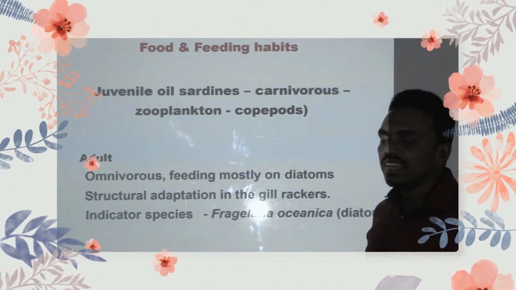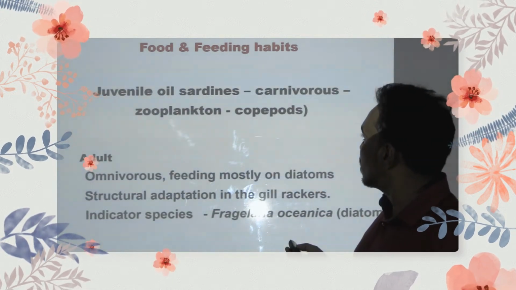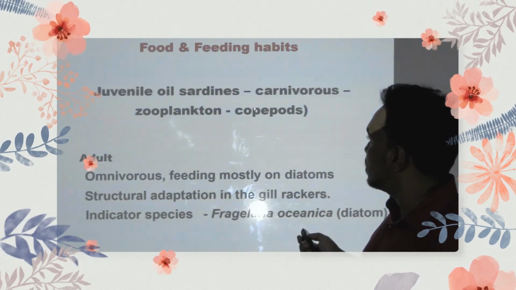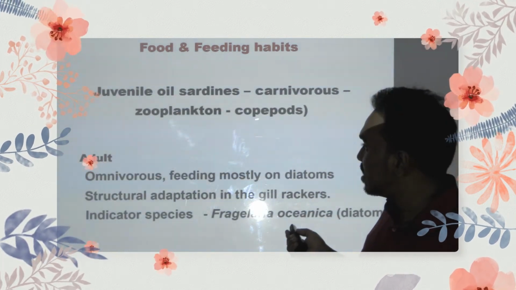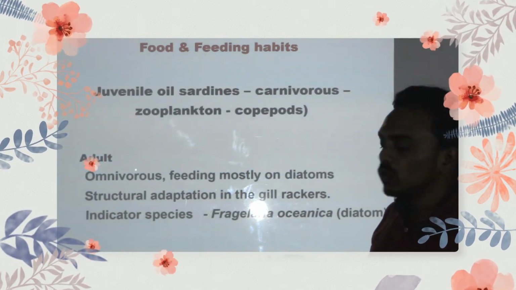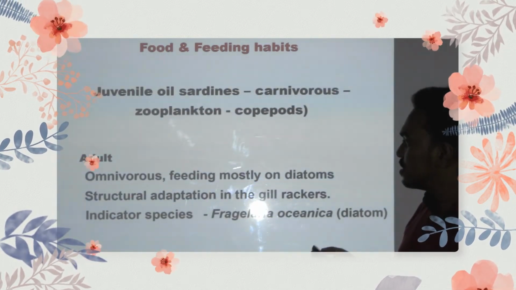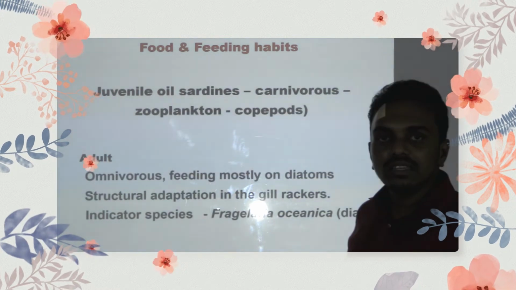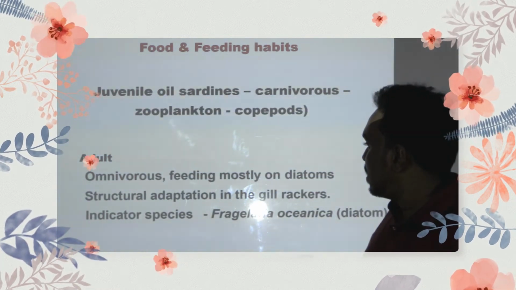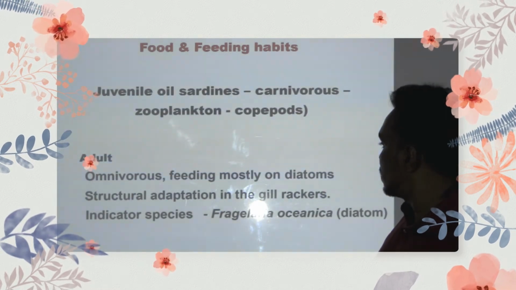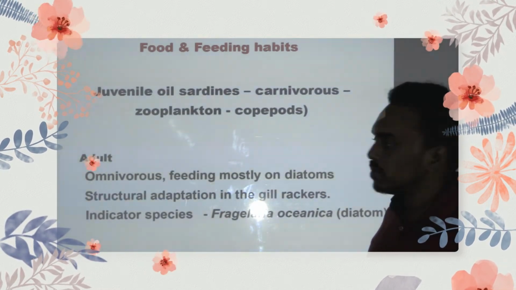Coming to the food and feeding habits, the juvenile fishes consume zooplankton, especially copepods, so they are carnivorous in nature, whereas the adults shift to omnivorous feeding. They feed mostly on diatoms. This is due to the structural adaptation in their gill rakers. The indicator species for this oil sardine fishery is Fragilaria oceanica, which is a diatom.